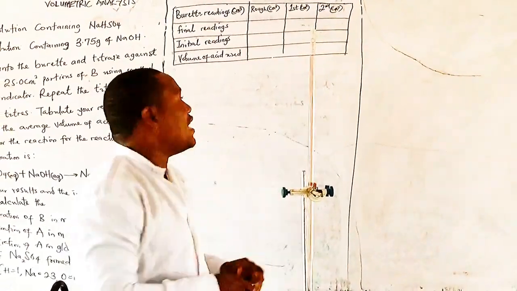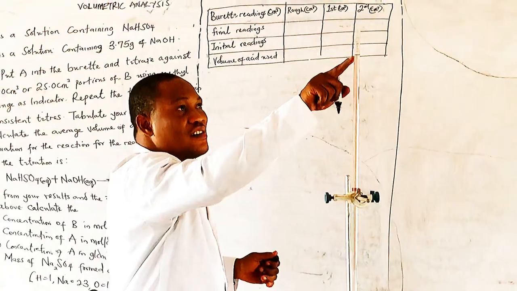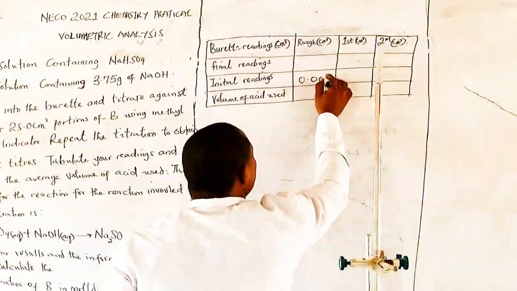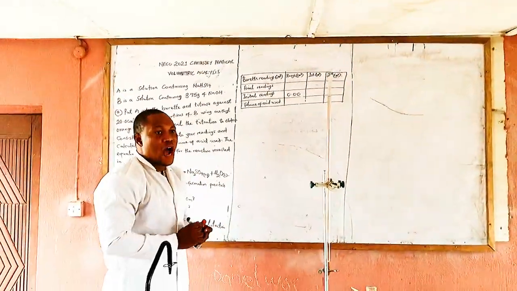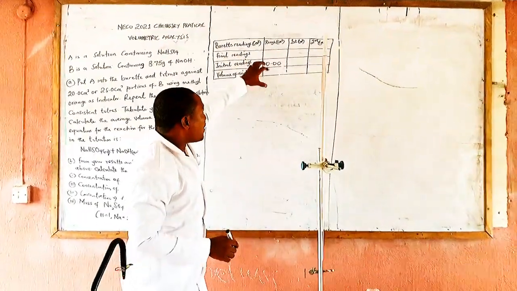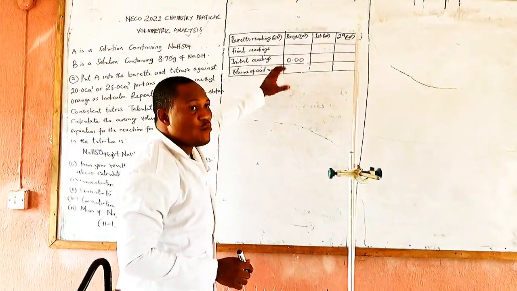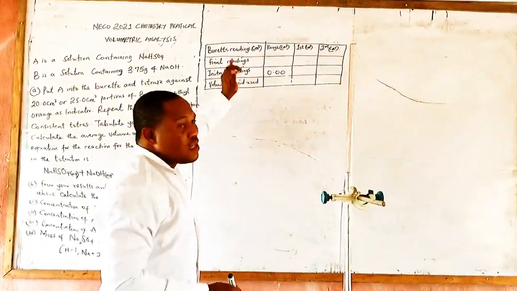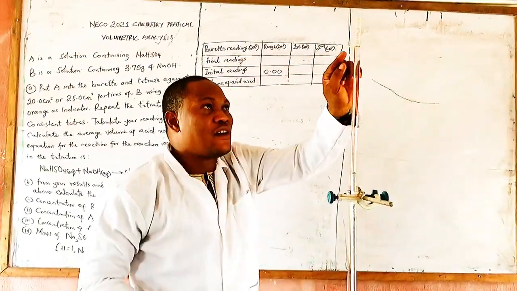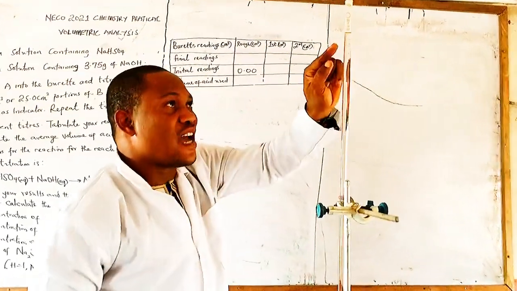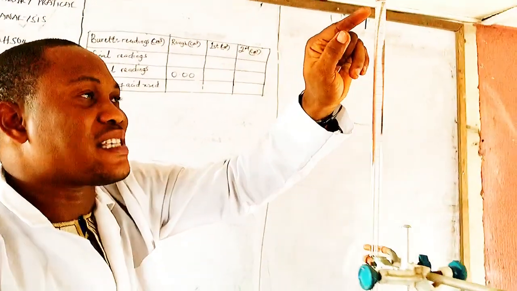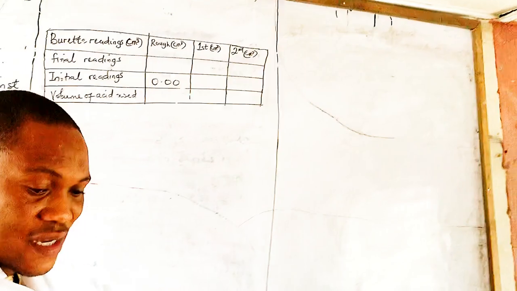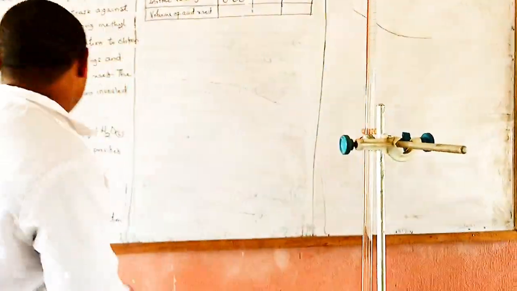So if you look at the readings here, my initial reading is 0.00. Please, for accuracy's sake, the values in our table must be to 2 decimal places. Very, very important. 2 decimal places. So my initial, before I started titrating, is 0.00. So the acid is on the 0 mark, that's why I have 0.00. That's the first instruction.